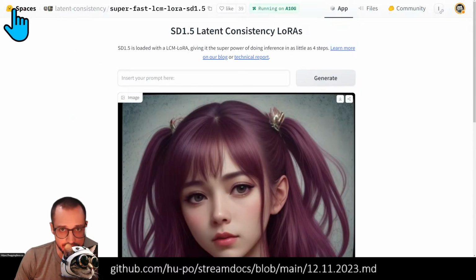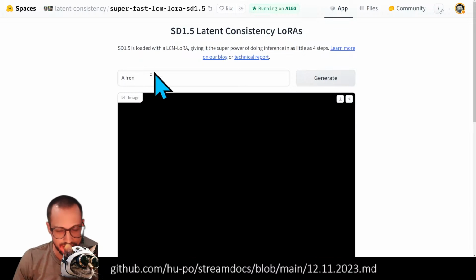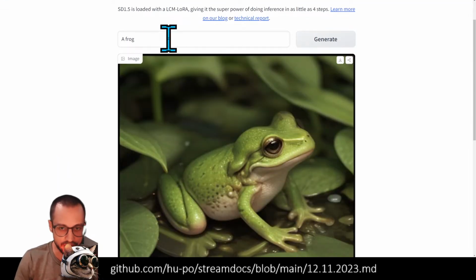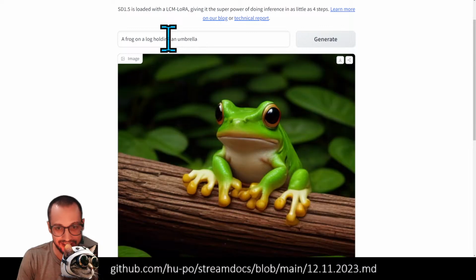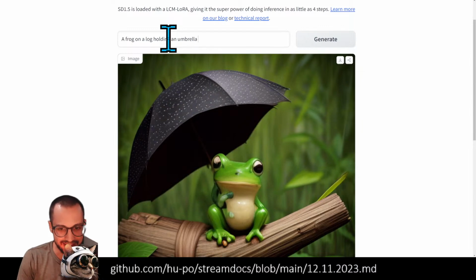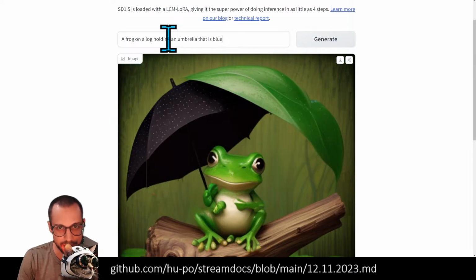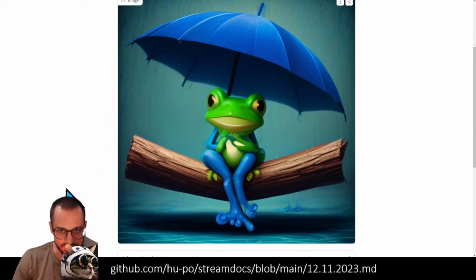and this is a Hugging Face space showing just how fast LCM Lora is. So, for example, let's do a frog, and you can see how, not a frog, a frog. Boom, we got a frog on a log. And you can see how fast this is. Holding an umbrella. There we go. That is blue. Where's the blue umbrella? Blue. There we go. So you can just see how much faster this is, right?